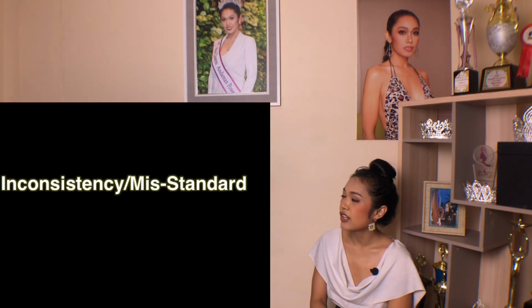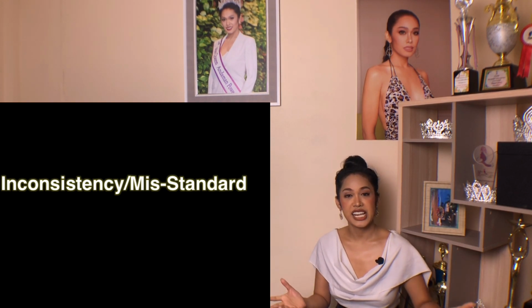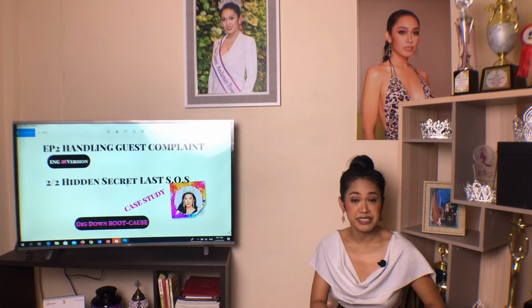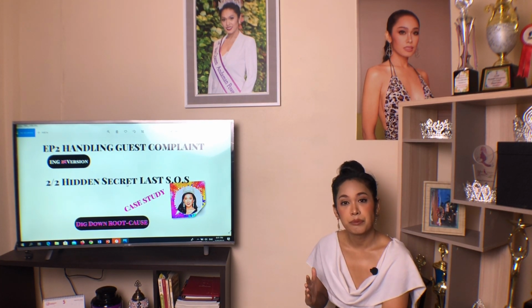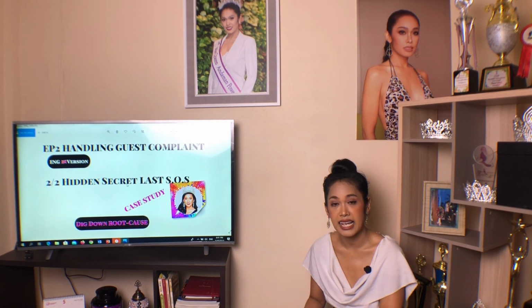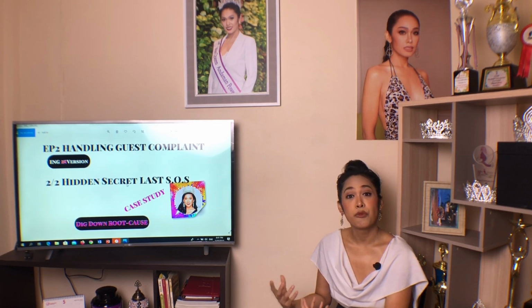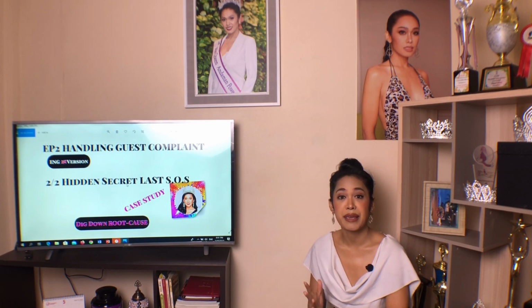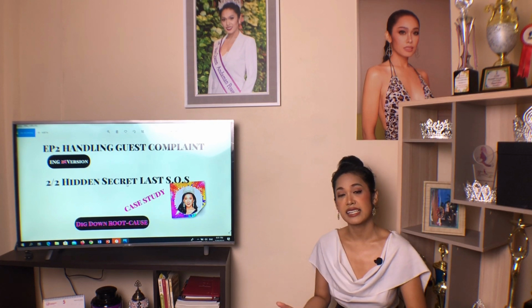Next one is inconsistency and misstandard. It could be the chef in the kitchen, they did not follow the recipe. It could be the staff, they did not follow the procedure that we have set up. They did not follow the standard. The staff ignore some step of work, like housekeeping cleaning. They did not change the bed sheet for the guests, which we set up that we need to change every 2 days.